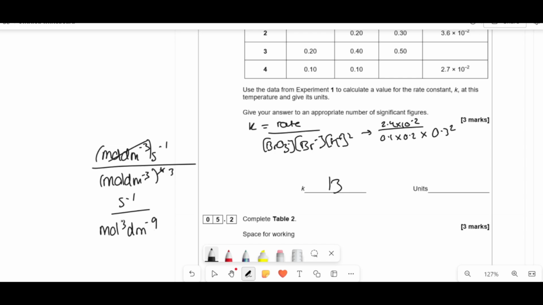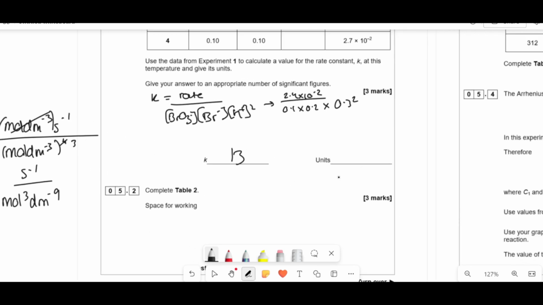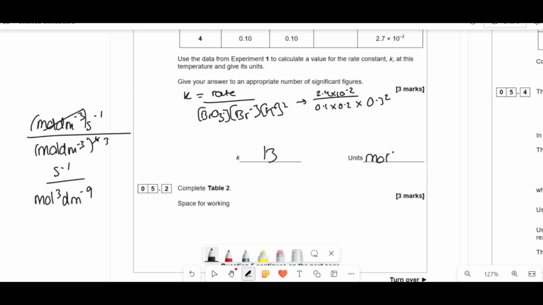If you're putting over, what that means is that basically, for example, 2 to the minus 1 is going to be 1 over 2 to the 1. So here, we need to turn this into units that aren't just like a fraction. So the units are going to be mol⁻³ dm⁺⁹, so just 9, s⁻¹.